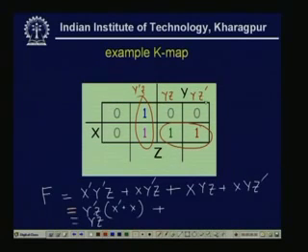So this is yz dash. For these two min terms, y is common, and as they are in the second row, x is common. So if I take x, y common, then again this is z plus z dash. Z plus z dash is 0, so this becomes xy. So the function reduces to y dash z plus xy.